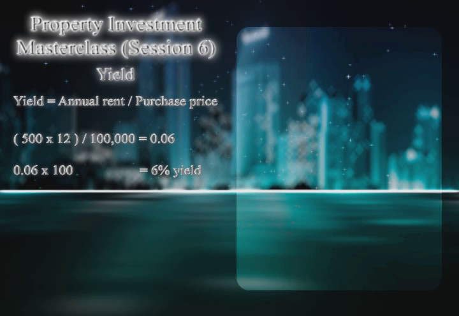So all you do is you multiply the rent by 12 using the bracket facility on the calculator, and then divide it by the purchase price and then times it by 100, and that gives you the yield.